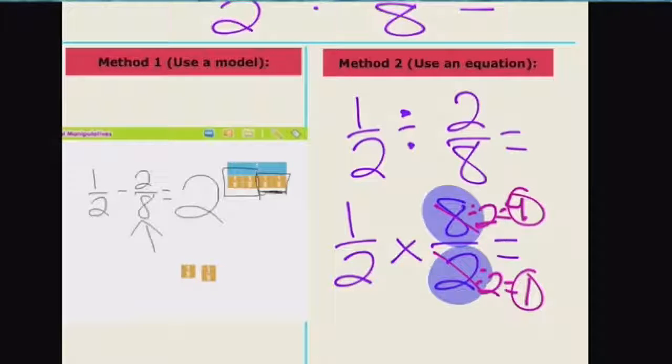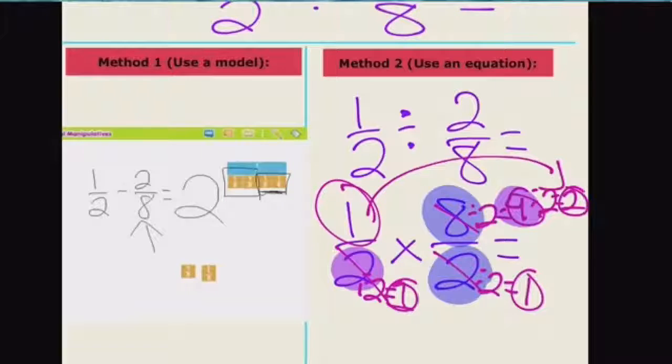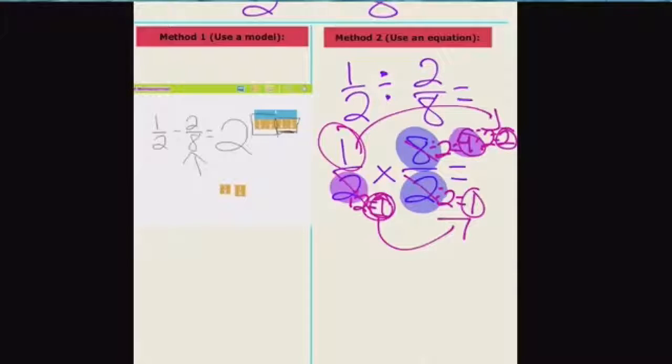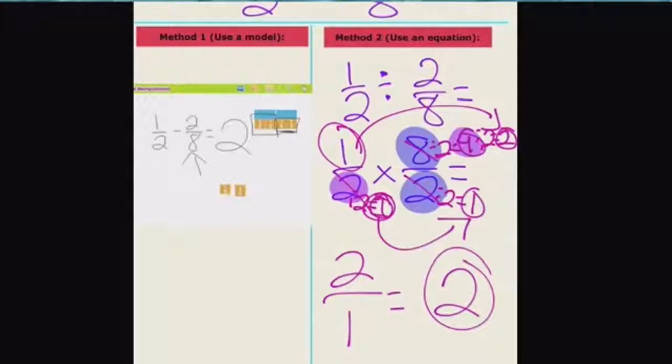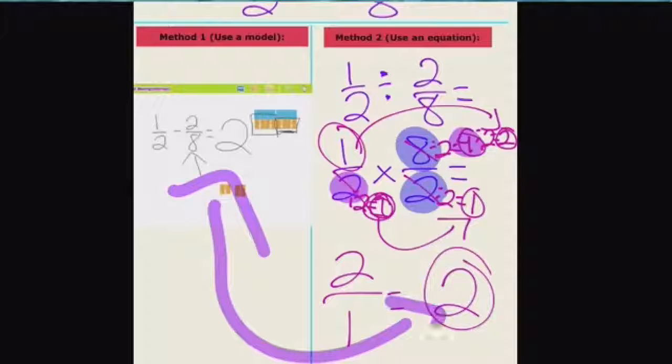Okay, I also see I've got a second set of items I can cancel here with this 4 and 2. Once again, I can divide them both by 2. So I'm going to go ahead and do that. So now my new numbers here, I've got 1 times 2 and 1 times 1, which gives me 2/1, which simplifies to 2. So once again, we get the same final answer.